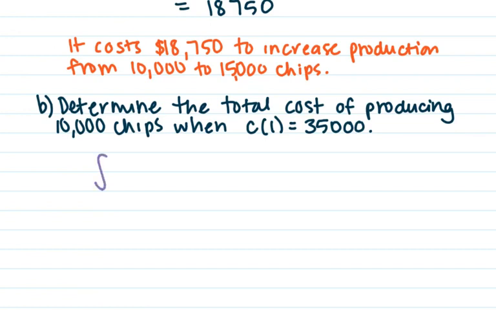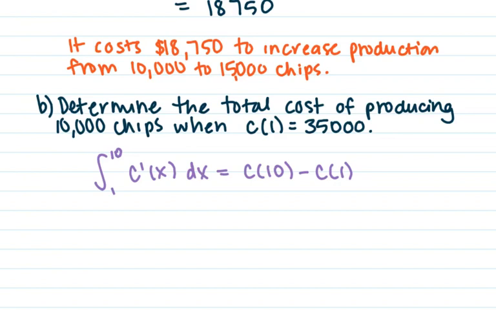So total cost of producing 10,000 chips. Okay, so that means we basically go from 1 unit to 10 units. Okay, and the reason we're going to use 1, like, why did I choose 1, Miss Wright? Why not 0 or something else? Well, I'll tell you why. Because they gave me 1. So that's going to be the easiest thing for me to utilize here. So we're going to say from 1 to 10 of c prime of x dx equals, no, not c of 1, the upper limit, c of 10 minus c of 1. Okay?